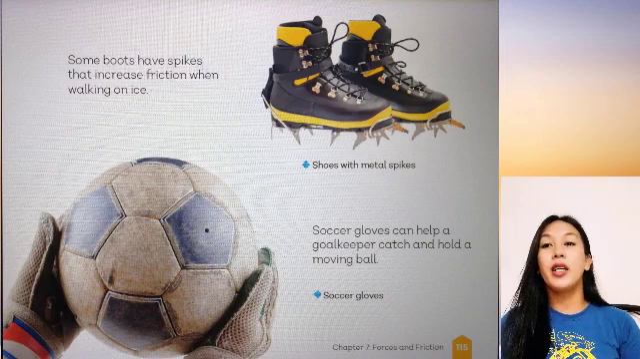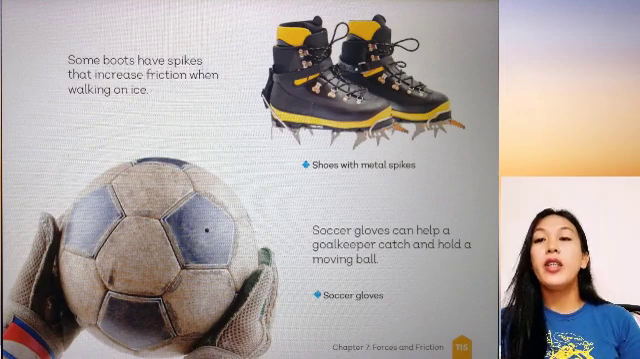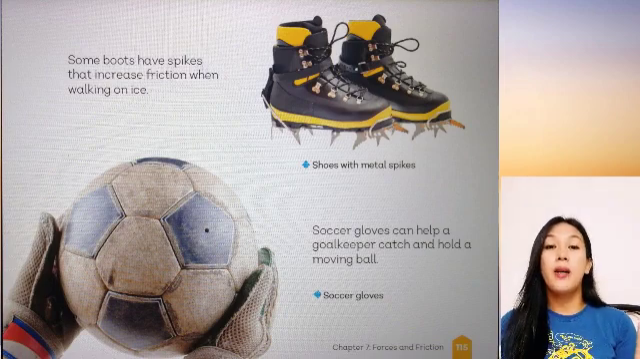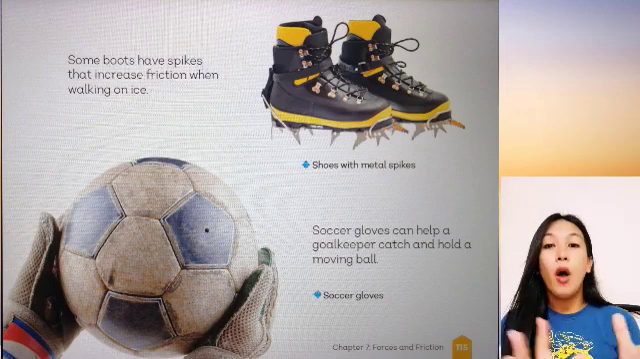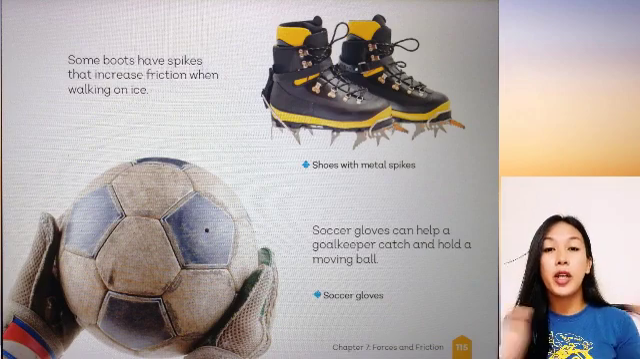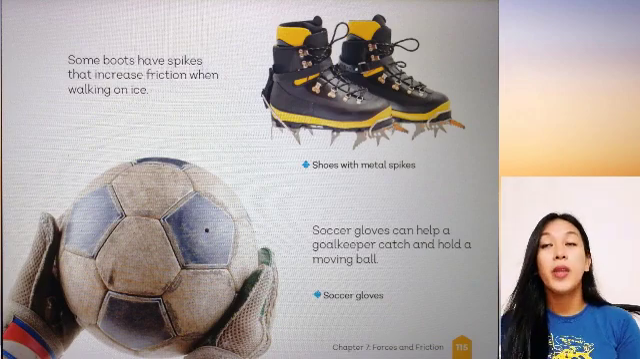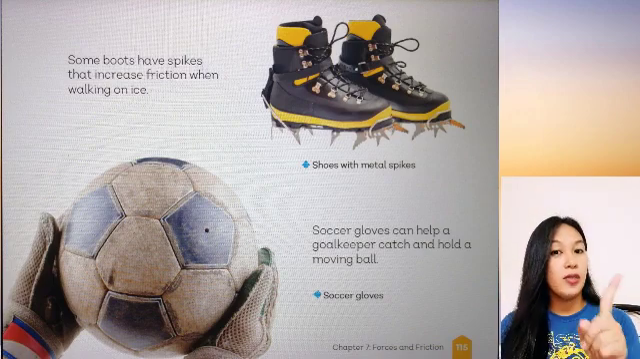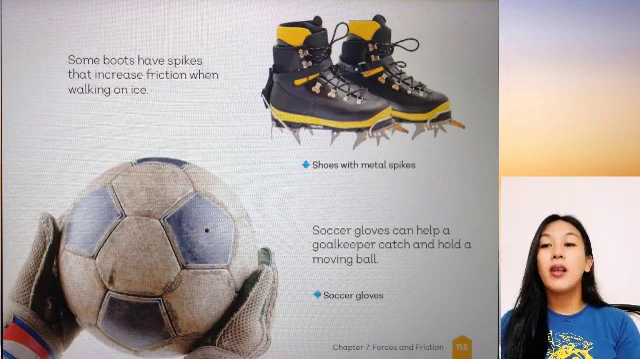Next, we have the soccer gloves. The soccer gloves can help a goalkeeper catch and hold a moving ball because the gloves create more friction, so the ball will not slip away. So when you are wearing gloves and you catch the ball when you play soccer, you are going to catch the ball successfully and it will not slip because the friction is increased.